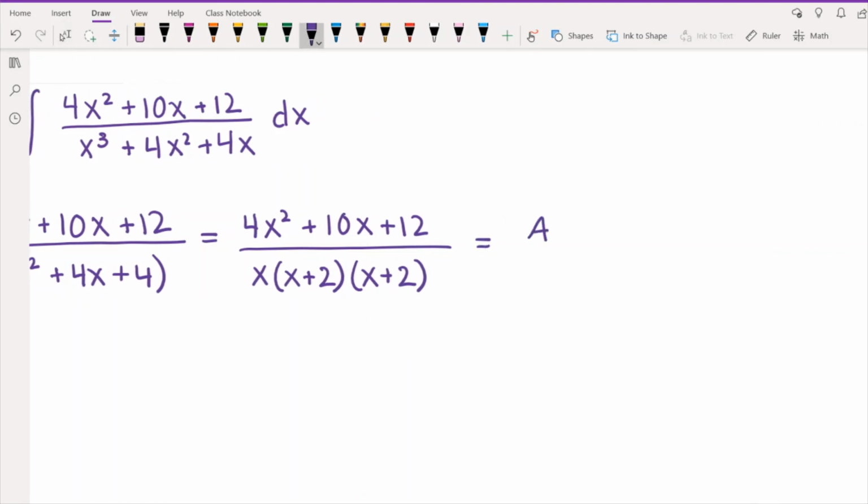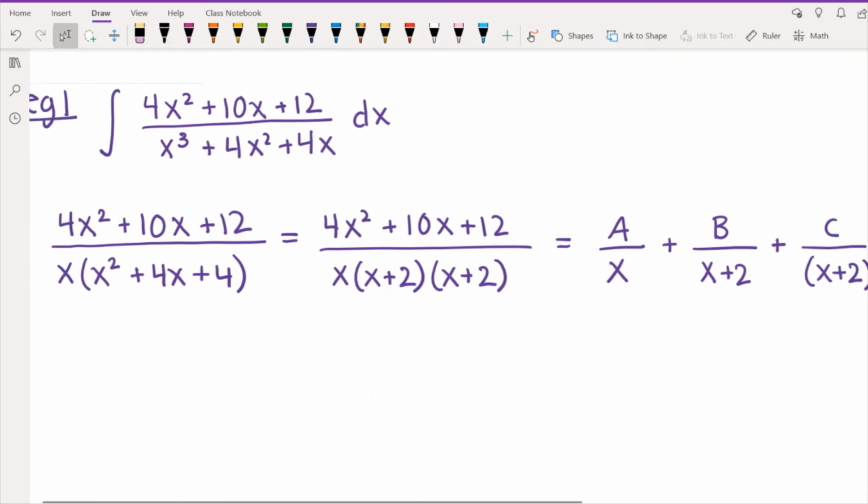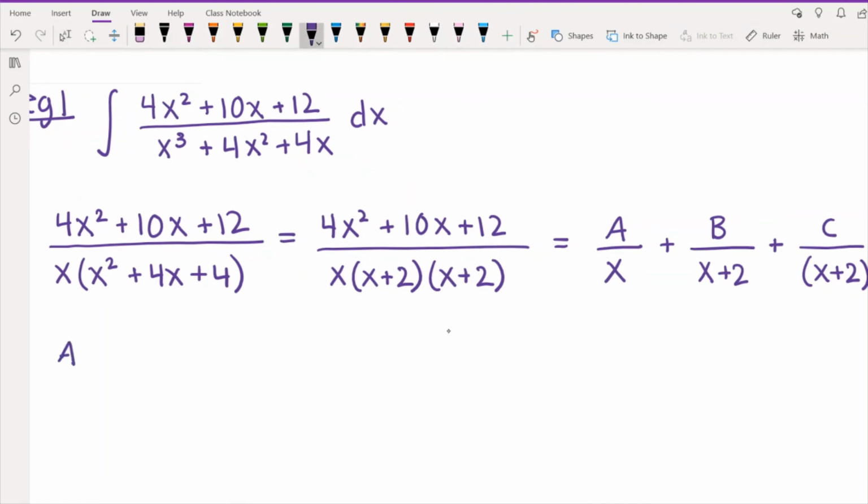So the first one we can say as a over x. The second one we can say as b over x plus 2. And then the third one is going to be c over x plus 2 squared. Okay, so now we want to make our common denominators as we did on some of the other examples. So we have a over x, so we want to multiply by whatever's missing, right? So for this first fraction, what are we missing? We're missing an x plus 2 squared.